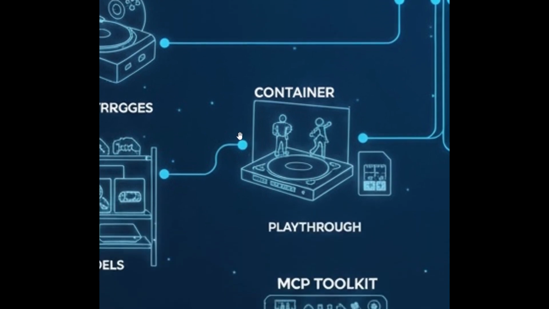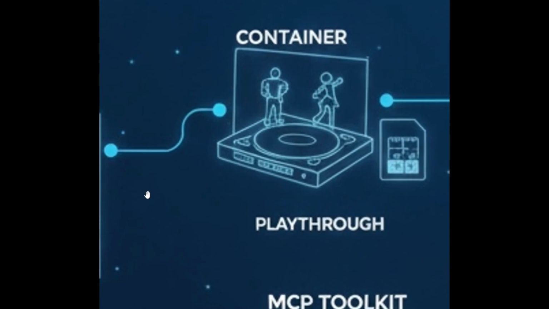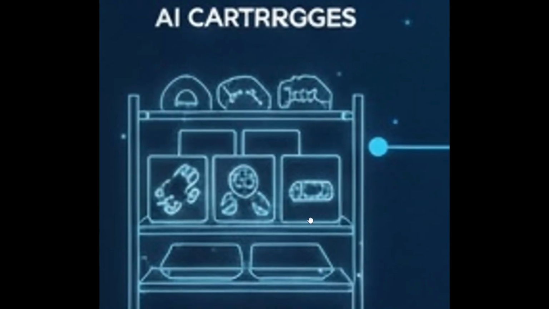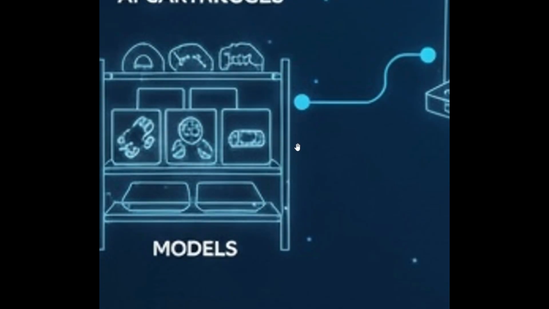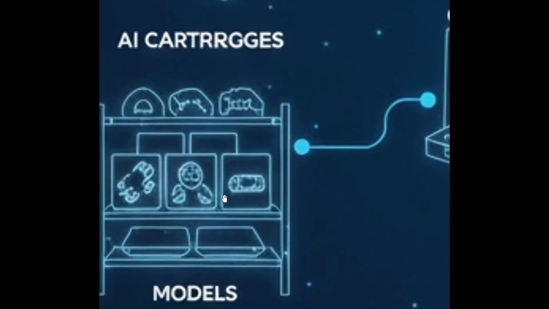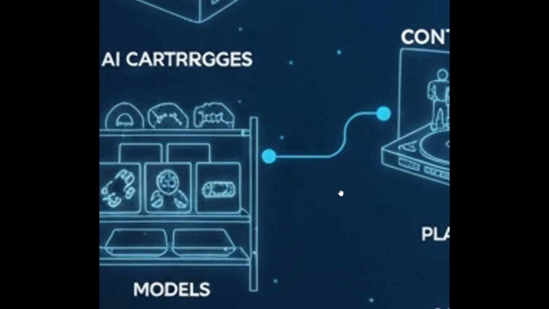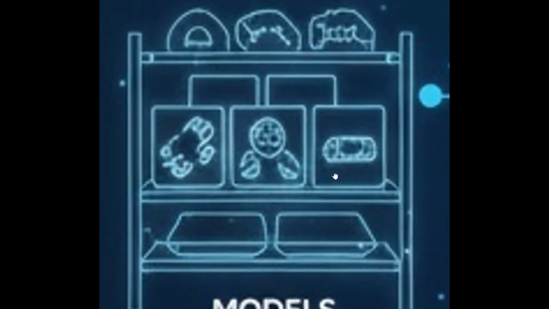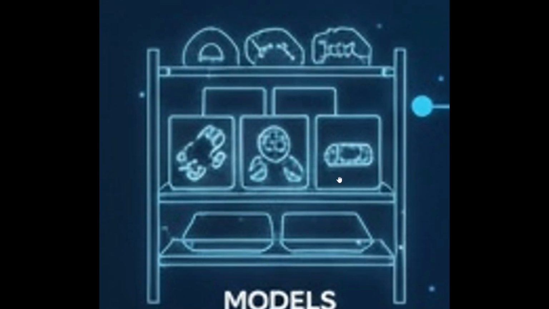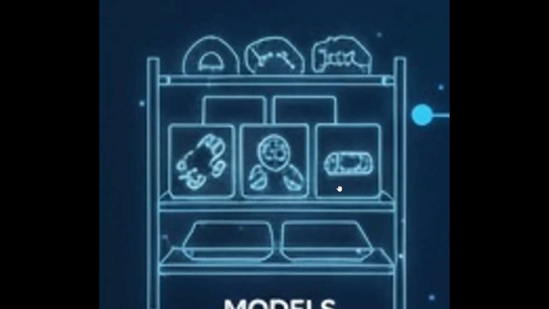Below builds, we have models and AI cartridges. Explanation. In the context of AI and machine learning, a model is a trained algorithm that can make predictions or decisions based on new data. AI cartridges are the literal representation of these trained models. Difference. The models shelf represents a collection of different types of AI models, e.g., one model for enemy AI, another for predicting player actions, another for generating new game levels. The AI cartridges are the physical, deployable instances of these specific models.